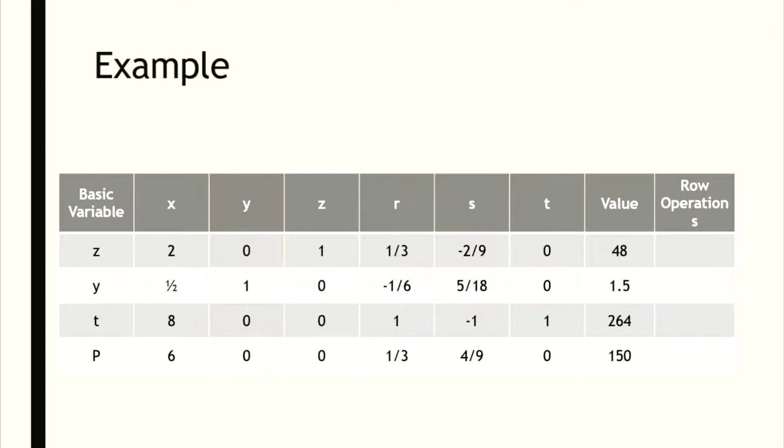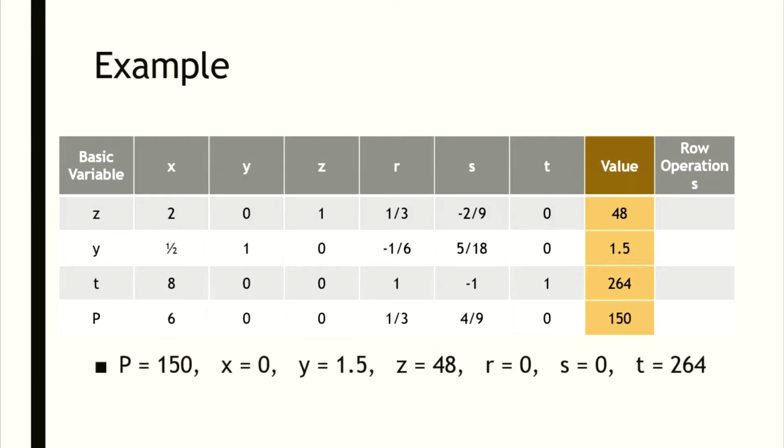So here's what you get after one more iteration. Now we can see that the tableau is optimal. There are no negative values in the objective row on the bottom, and we have an optimal solution here, where p is 150, x is 0, y is 1.5, z is 48, r is 0, s is 0, and t is 264.